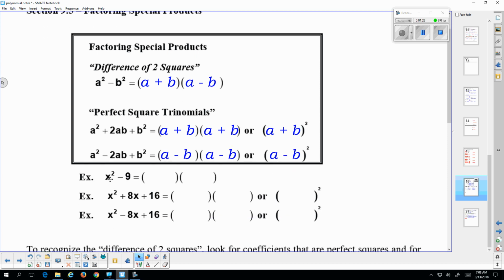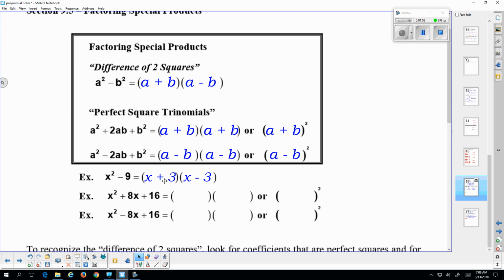The first one we have as an example is a difference of two squares. There's only two terms, so that's a difference of two squares. And if we look up here, we basically take the square root of each one, and then it's (a plus b) and (a minus b). So if I take the square root of x squared, that's just going to give me x. And the square root of 9 is 3. So it ends up being (x plus 3)(x minus 3). And if you want to multiply that all out to make sure it works, you'll see that you get x squared minus 9 again.